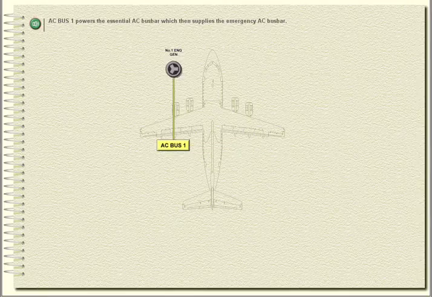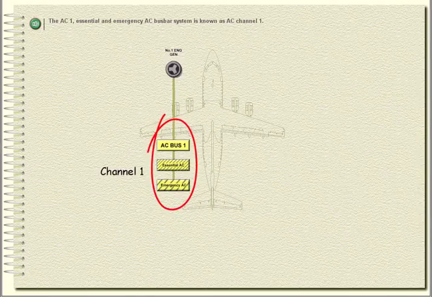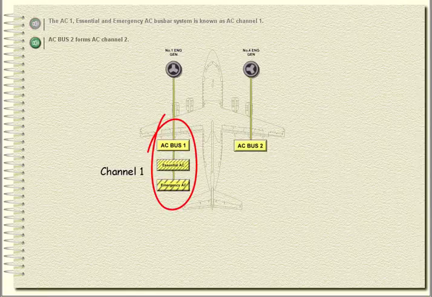AC bus 1 powers the essential AC busbar, which then supplies the emergency AC busbar. The AC1 essential and emergency AC busbar system is known as AC channel 1. AC bus 2 forms AC channel 2.